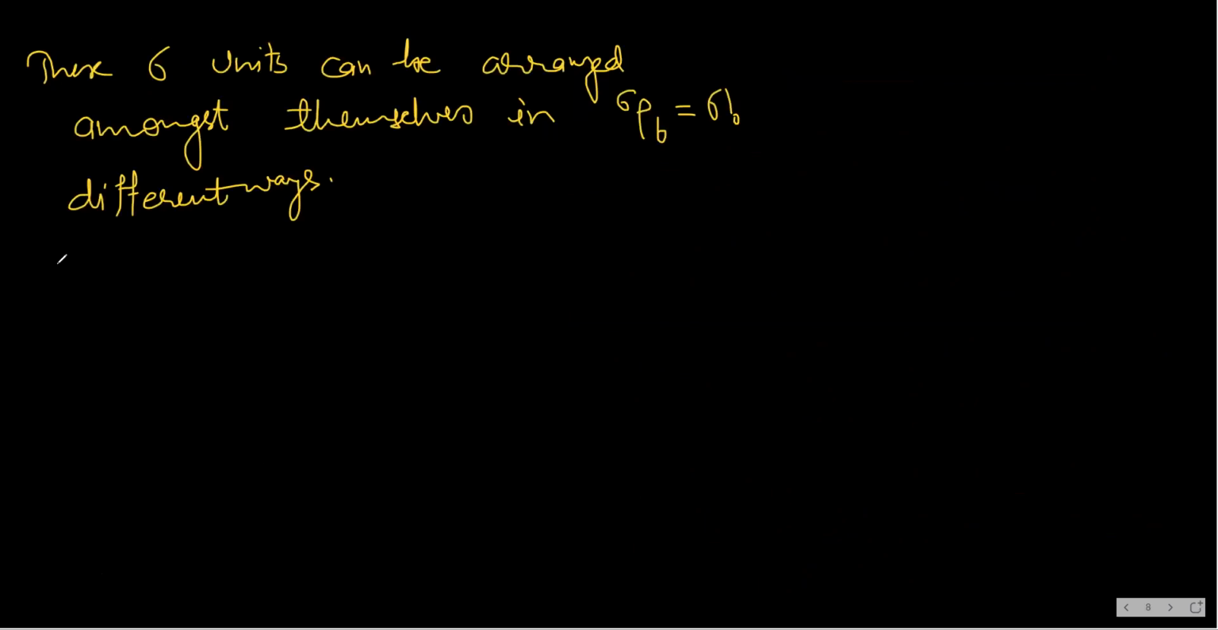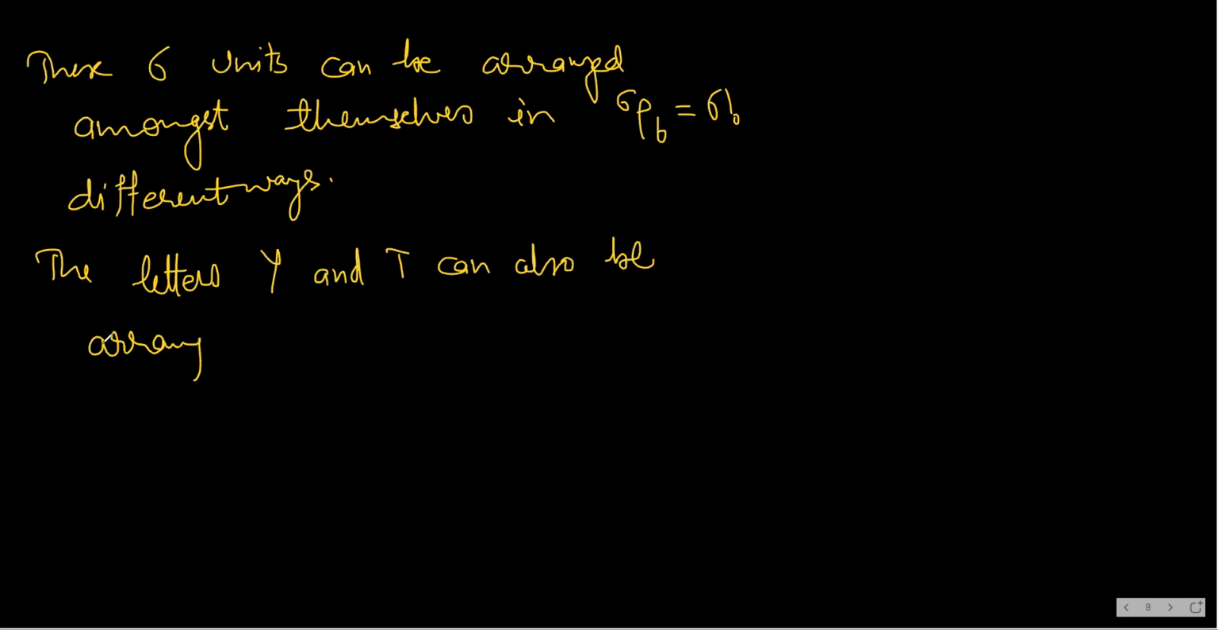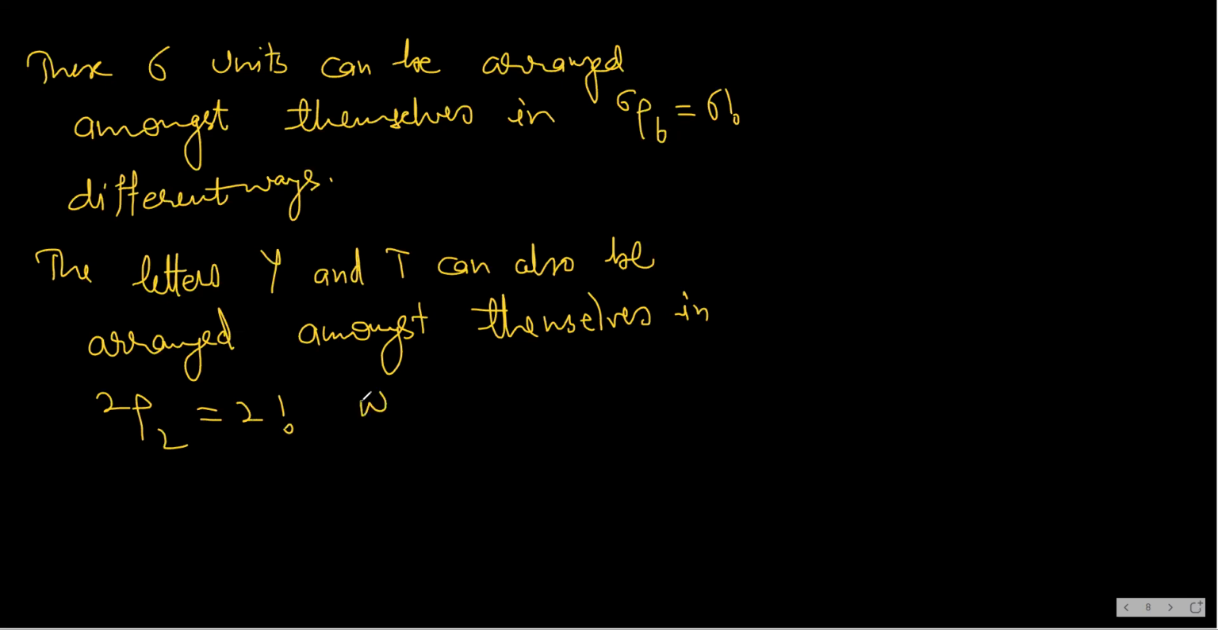So I will write here: the letters y and t can also be arranged amongst themselves in 2P2, that is equal to 2 factorial ways.